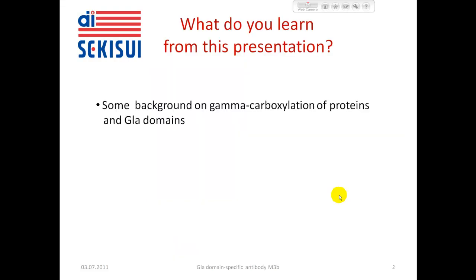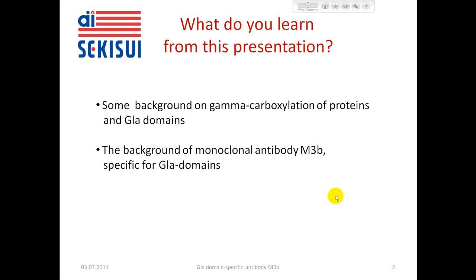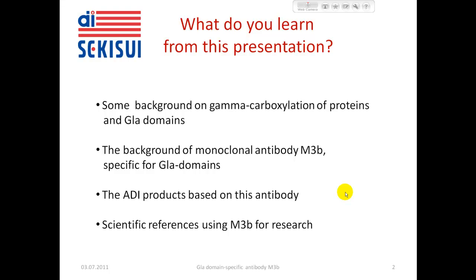In this presentation, I will provide some background information on gamma carboxylation of proteins and the so-called Gla-domains. I will provide some information on the background of monoclonal antibody M3b, which is specific for Gla-domains. I will present the ADI products based on this antibody and some scientific references which use this antibody for research.